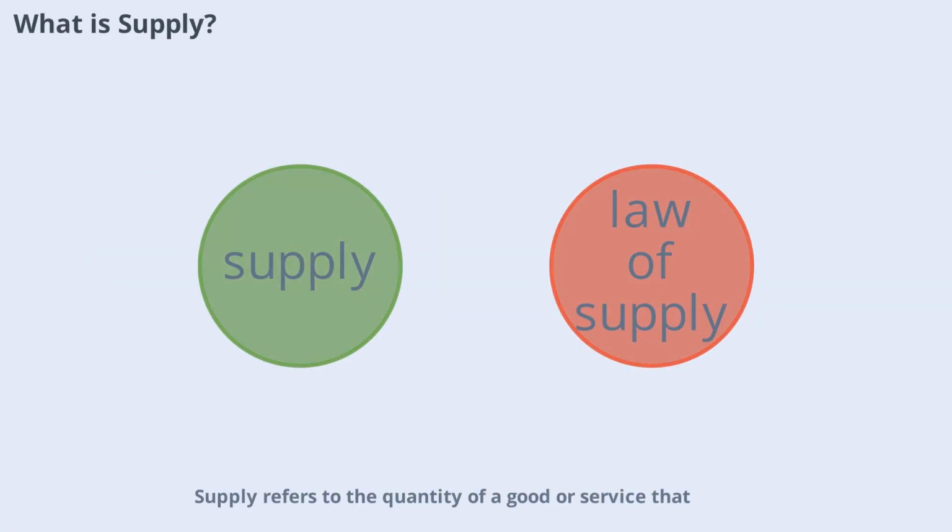Supply refers to the quantity of a good or service that producers are willing and able to offer for sale at various prices. The law of supply states that, all else equal, as the price of a good rises, the quantity supplied increases. This positive relationship exists because higher prices can make production more profitable, encouraging suppliers to produce more. Understanding supply is essential for grasping how markets function.